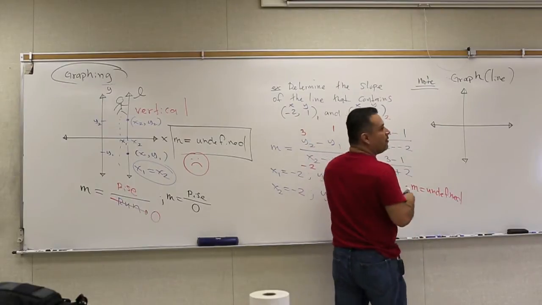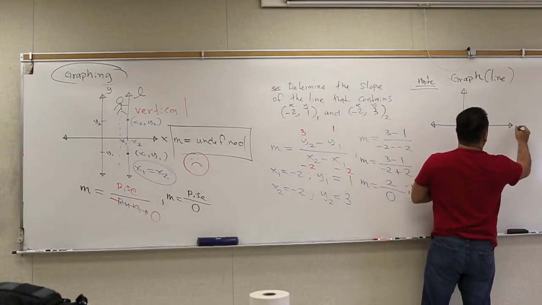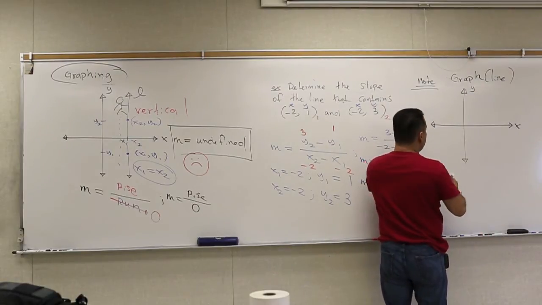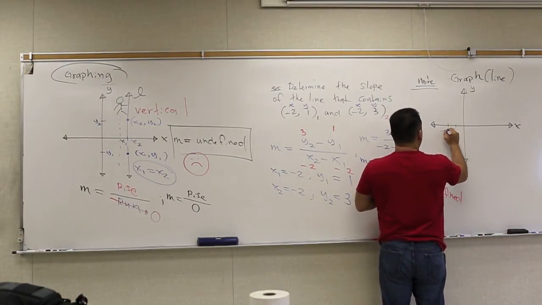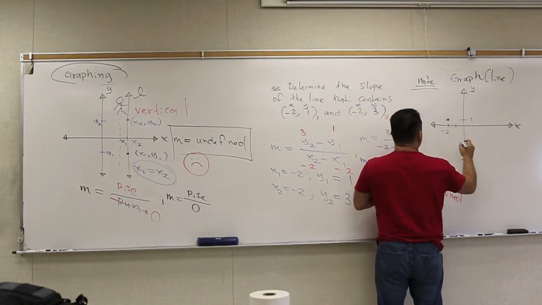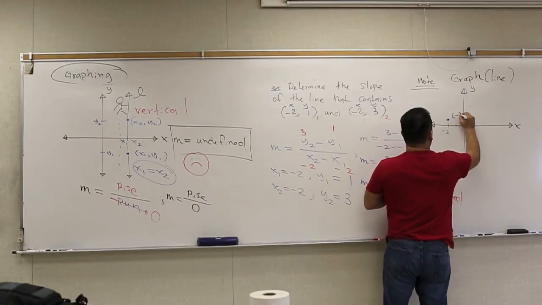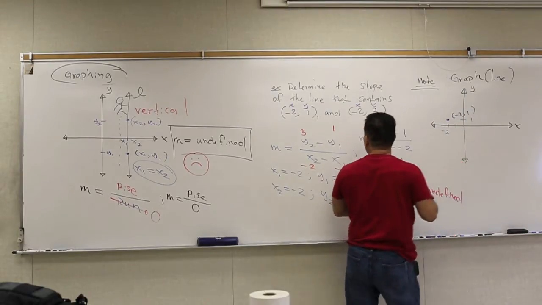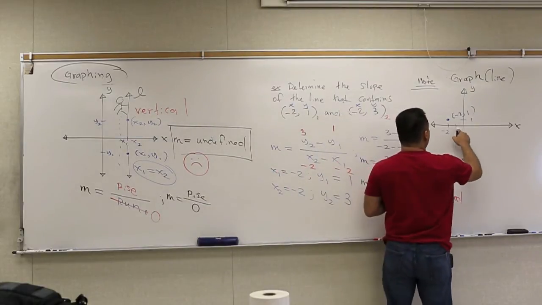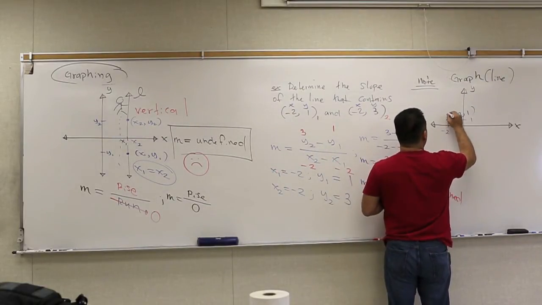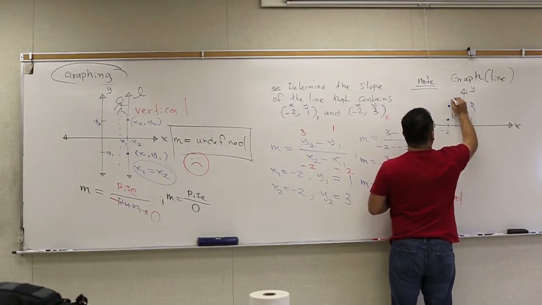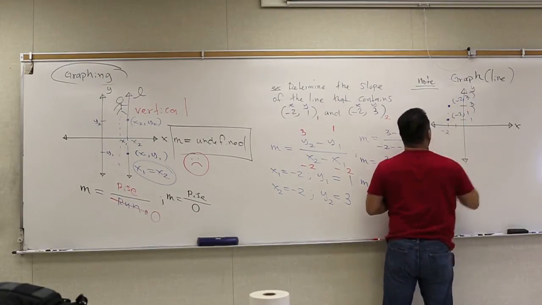Negative 2, 1. Where's that at? X-axis, y-axis. Negative 2, 1. To the left, what? 2. And then up, how much? 1. This is the location of the point negative 2, 1. What about negative 2, 3? Going to the left 2, and then up 1, 2, 3. Here's the location of the next point. This is negative 2, 3.